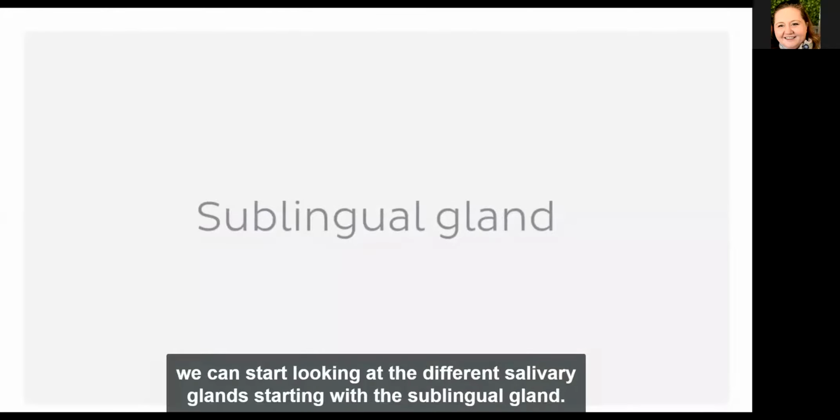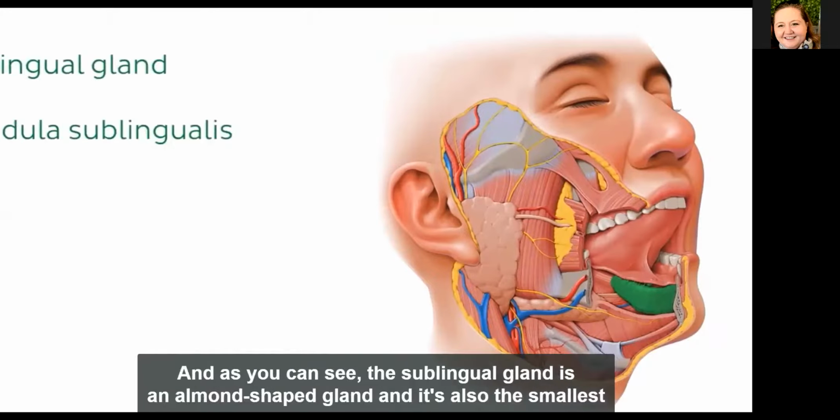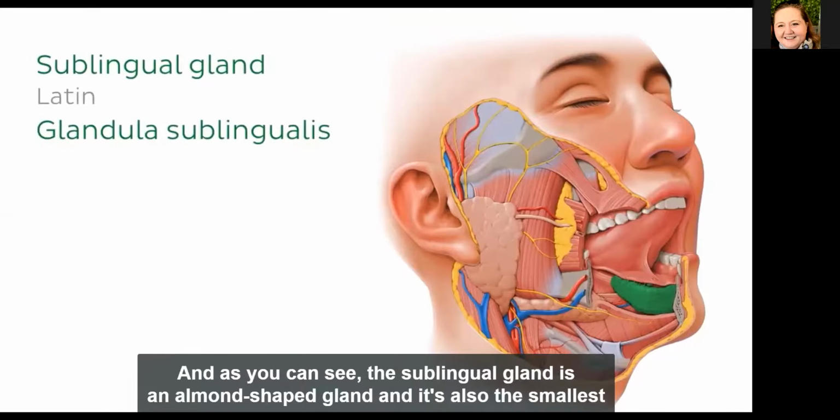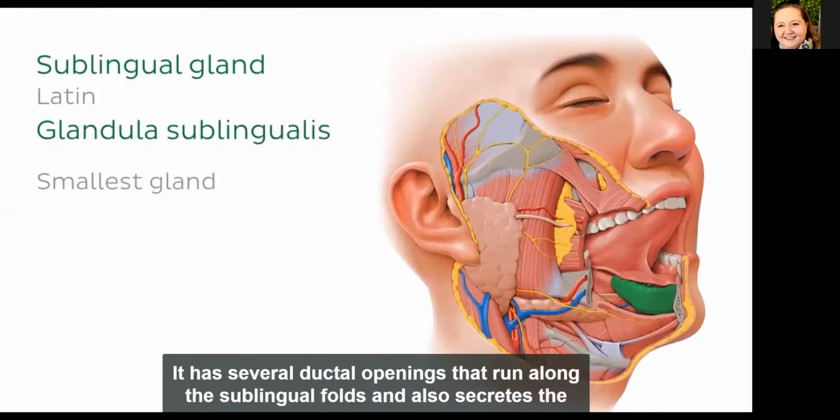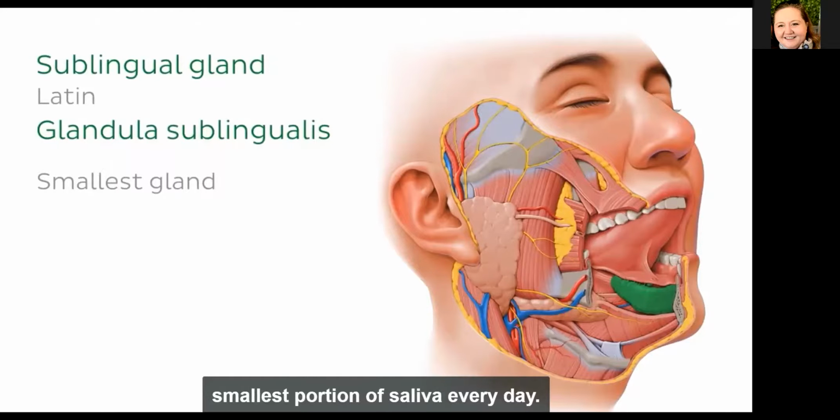So now we've gone through the basic anatomy of the oral cavity and looked at its borders, we can start looking at the different salivary glands, starting with the sublingual gland. As you can see, the sublingual gland is an almond-shaped gland, and it's also the smallest gland out of the major salivary glands. It has several ductal openings that run along the sublingual folds and also secretes the smallest portion of saliva every day.